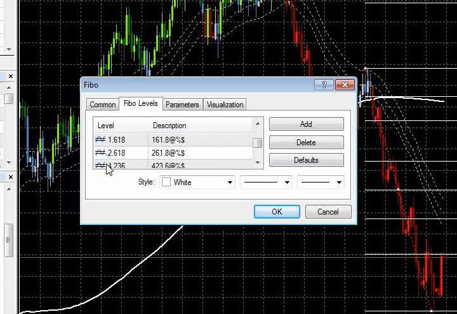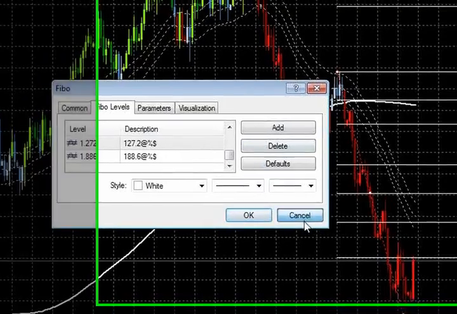Okay, again, see the level represents the actual calculation that the system is going to use, and then this is the description that is visible here. Okay, I also like the 1.886. Okay, these are all extensions.